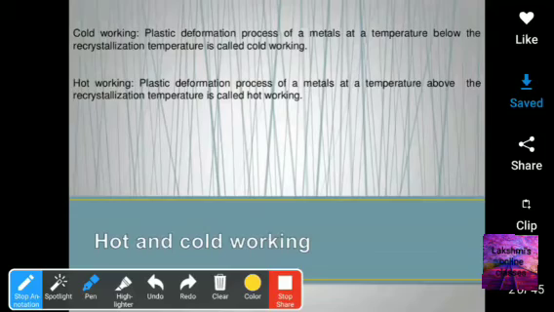All right. So before knowing about cold working, this is a new topic. Before knowing about cold working and hot working, you must know the mechanical working process. Coming to the mechanical working process, machining, that means the metal cutting process, does not come under the mechanical working process.